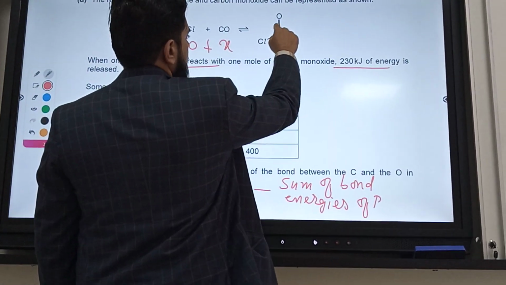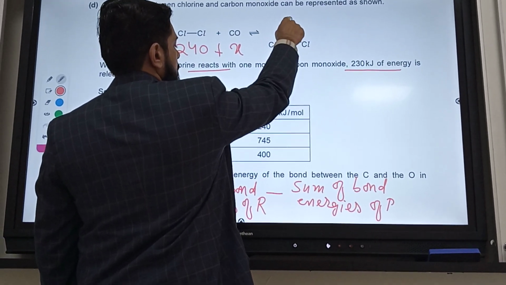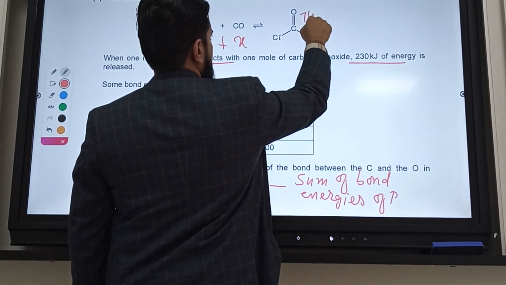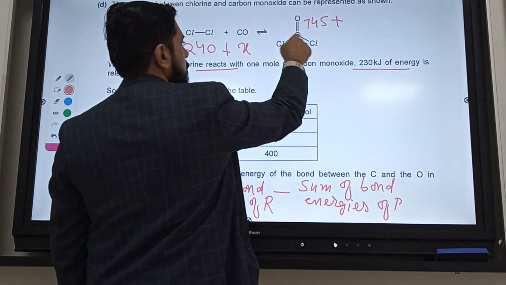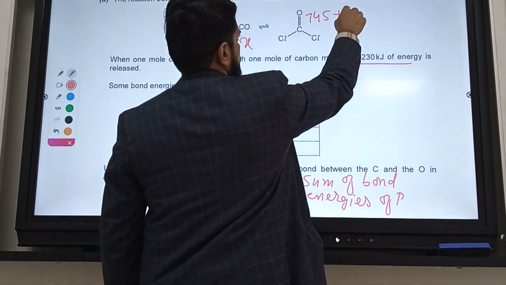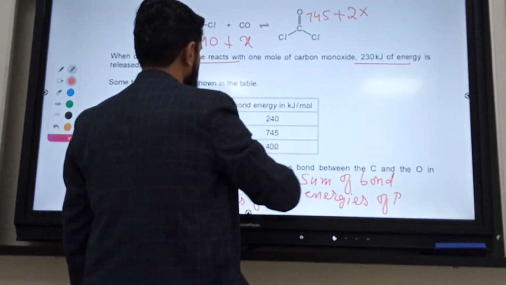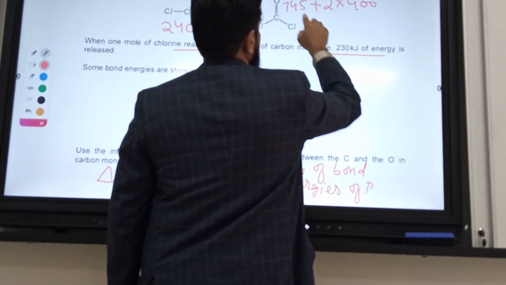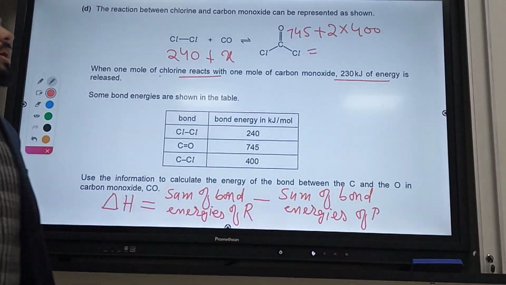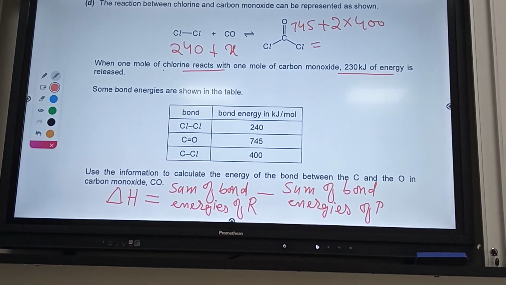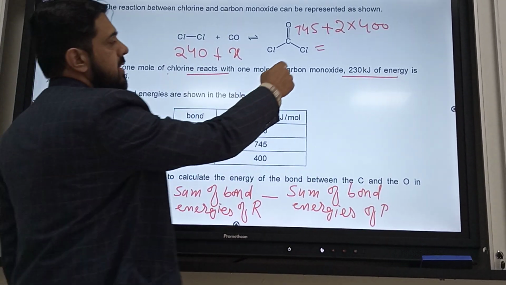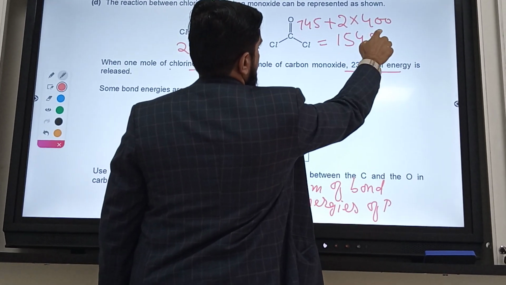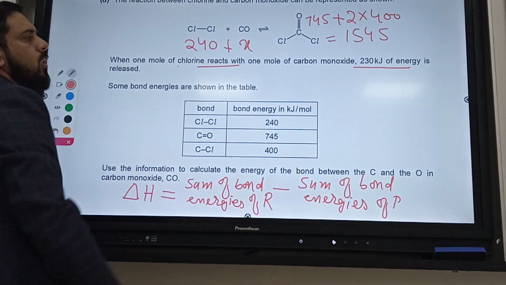And here we have two types of bond. One is the carbon to oxygen double bond, whose value is 745 plus. We have two bonds of carbon and chlorine, so we can say 2 times the carbon-chlorine bond, which is 400. So what is the answer? 745 plus 2 times 400, which is 800. 745 plus 800, what is the answer? 1545. Whereas here we have only one.